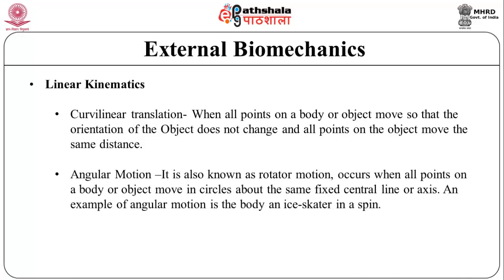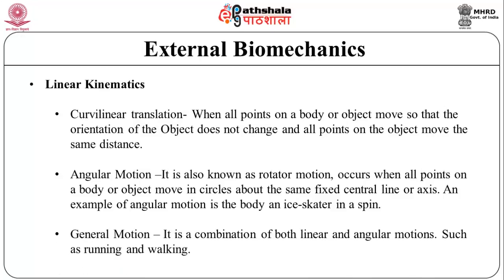Third, angular motion. It is also known as rotary motion. It occurs when all points on a body or object move in a circle about the same fixed central line or axis. An example of angular motion is the body of an ice skater in a spin. General motion is a combination of both linear and angular motion, such as running and walking.